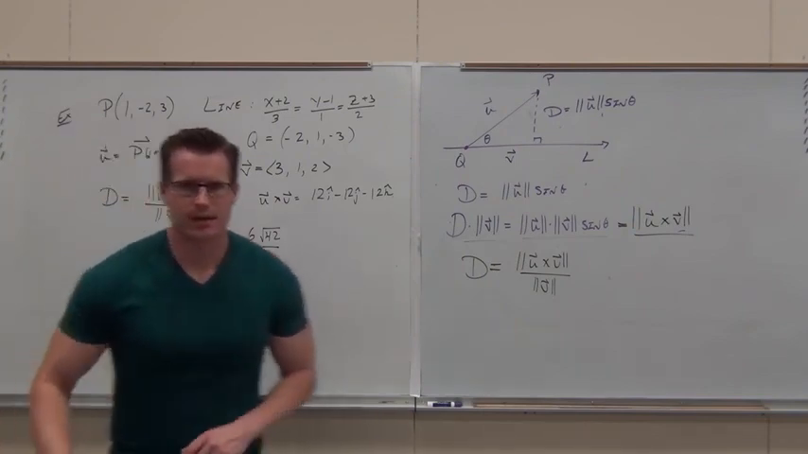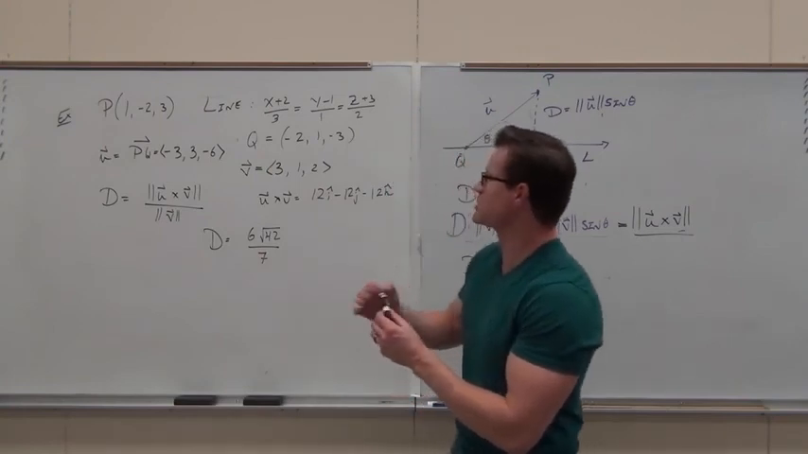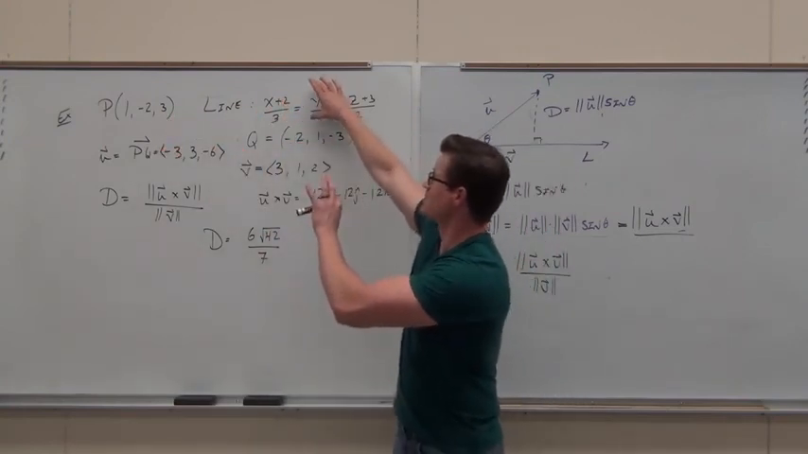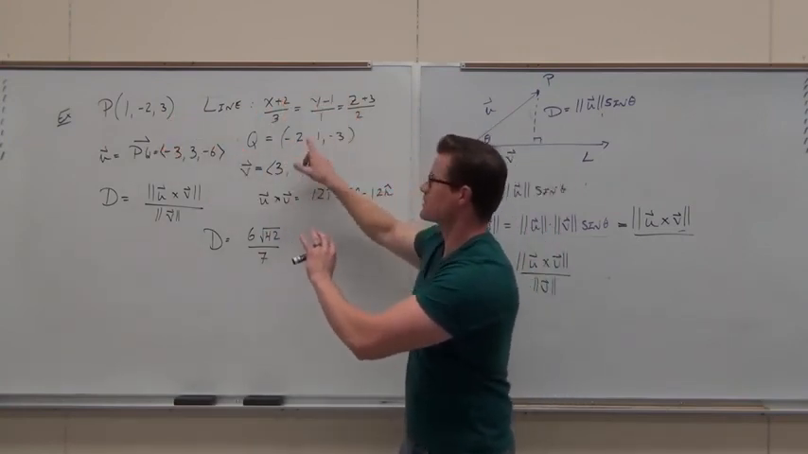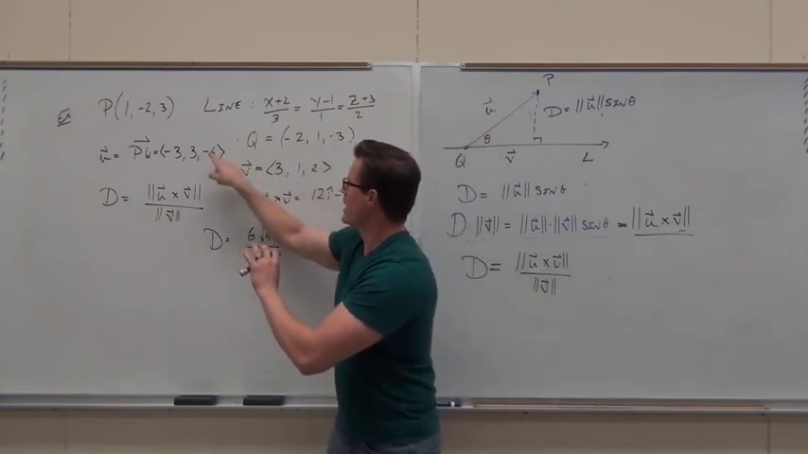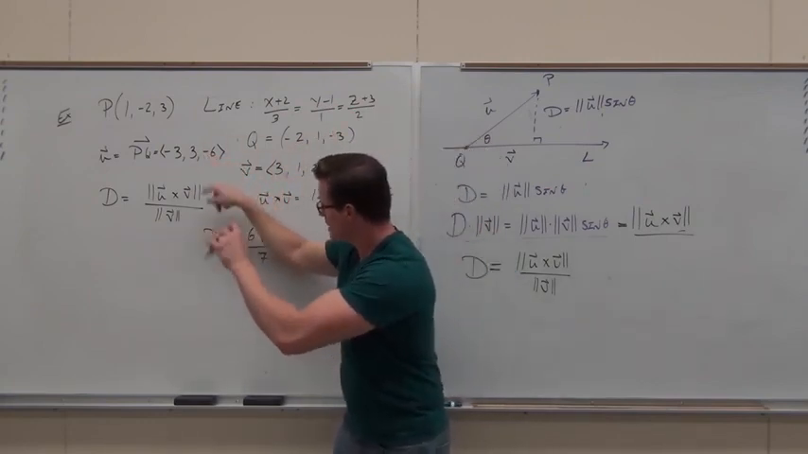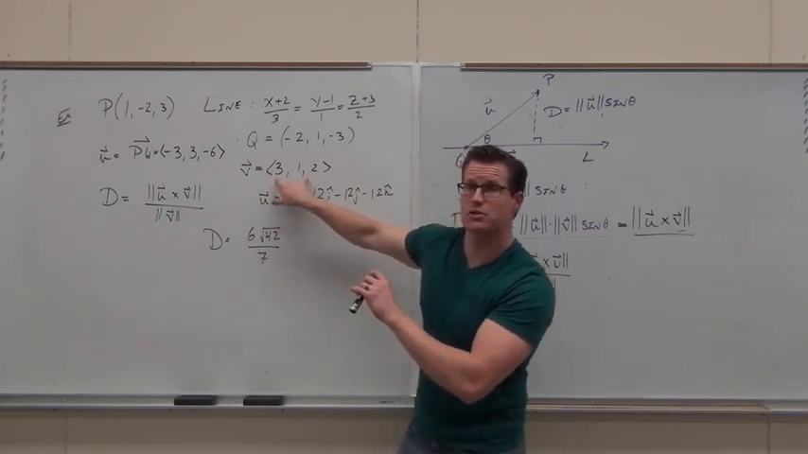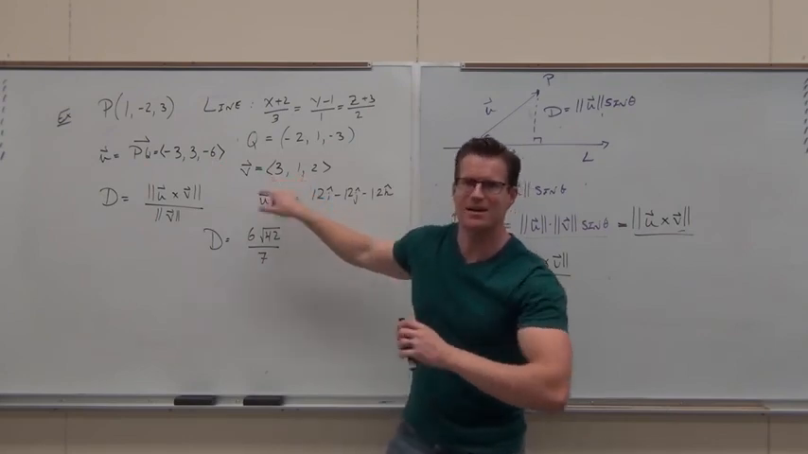I want you to try it. It's not that hard of a thing to do. We just take a point. We take a line. This line gives us a point. It gives us a vector. Just find the vector between these two guys. Cross product, magnitude, and divide by the magnitude of that vector, the one from the line, and that does it.